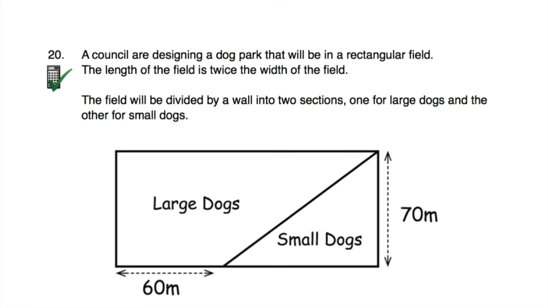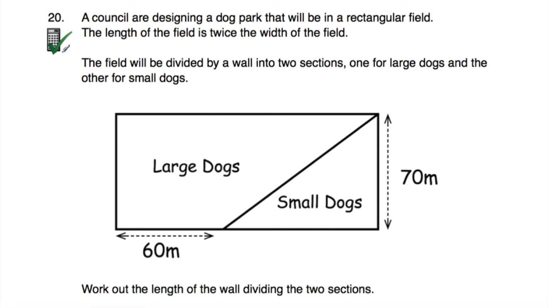Okay, let's have a look at our next question. Question number 20. So question number 20 says, a councillor designing a dog park, so it'll be a rectangular field. So we've got this rectangular field. The length of the field is twice the width of the field. Well, if the width is 70 meters, 70 multiplied by 2 is equal to 140 meters. So that means that the length of the field is equal to 140 meters.